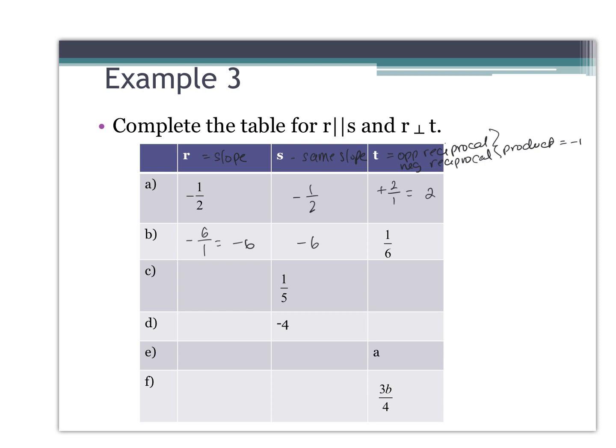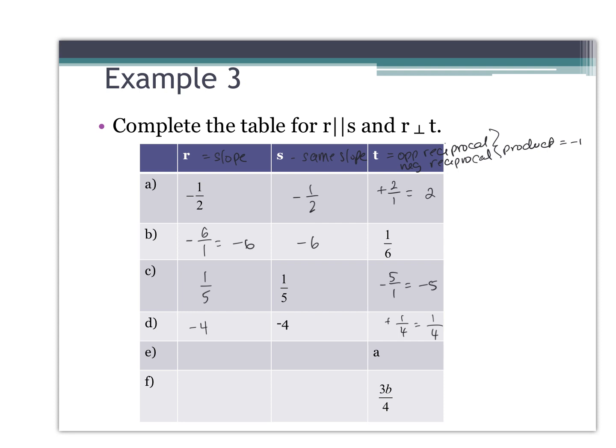Okay. In C, again, if s is 1/5, I know that if r is parallel to s, it's going to have the same slope, so it's going to be 1/5. And then t is going to be perpendicular to it, which means it's going to be the opposite reciprocal, or -5. In D, s is -4, so again, r is parallel, so it's going to have the same slope. And then t is going to be perpendicular, so it's going to be the opposite, which is positive, and the reciprocal, which is 1/4. Now, we don't really have to write positive. We only write the sign if it's not positive, right? So I can just write it as 1/4.